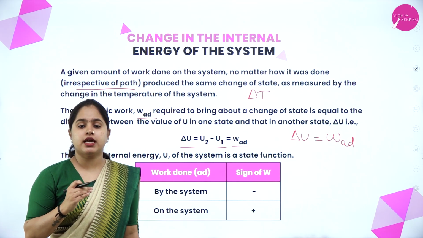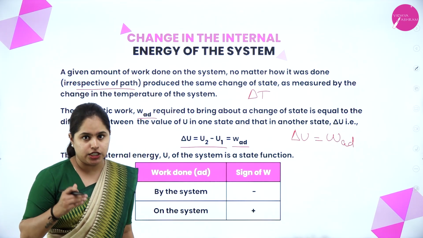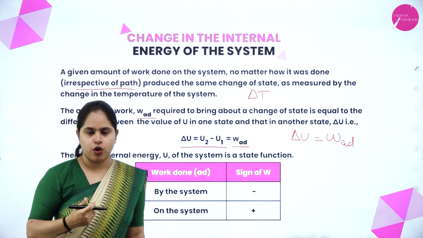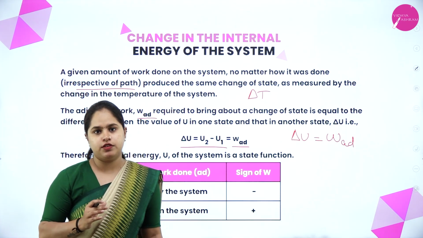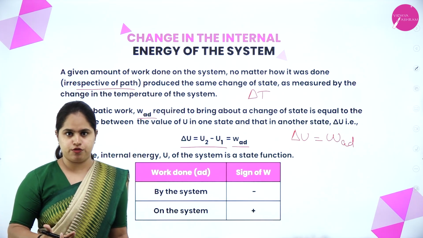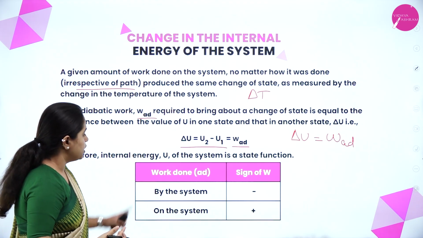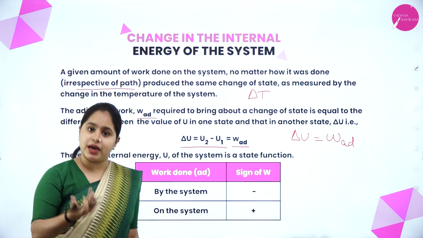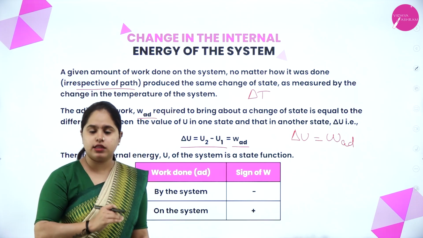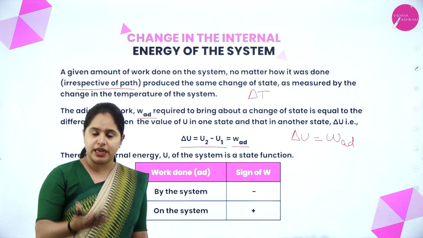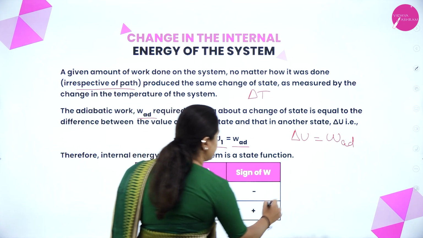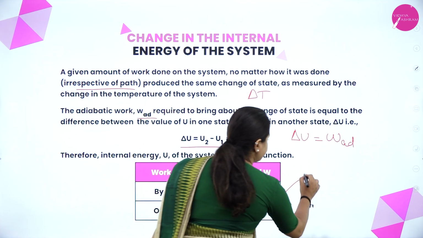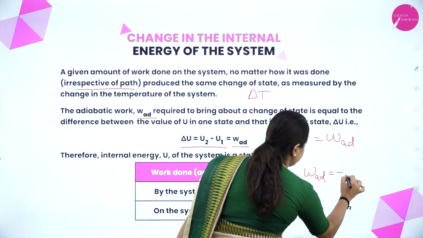So what you have to understand here is that the change in internal energy can be brought about by work done on the system. Now there is a sign convention that you have to understand, which is important for your numericals as well. The work can be done by the system or the work can be done on the system. If the work is being done by the system, the sign of W, that is work, will be negative. That is, the W_ad value will be negative.